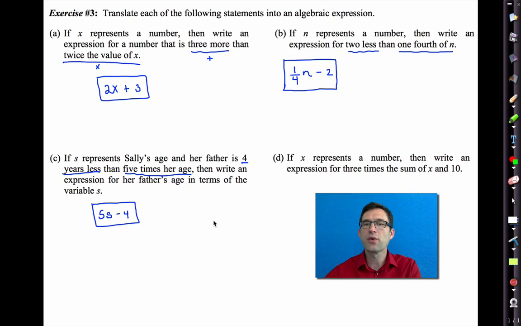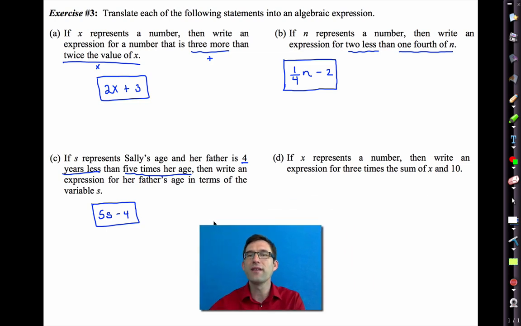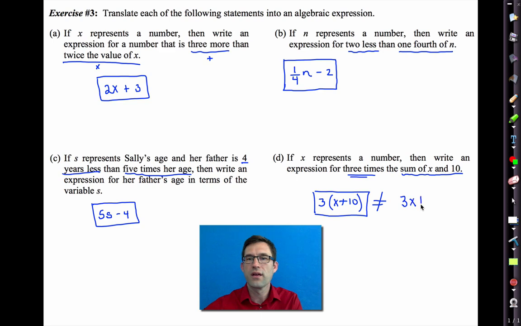Letter D. If x represents a number, then write an expression for 3 times the sum of x and 10. Now this is interesting because I want to do 3 times, that's easy enough, the sum of x and 10. So I want to add x and 10, that's the sum, and then I want to multiply by 3. Please note, that's not the same as 3 times x plus 10. Right? These aren't the same. Here, this would be 10 more than 3 times x. This is 3 times the sum of x and 10.